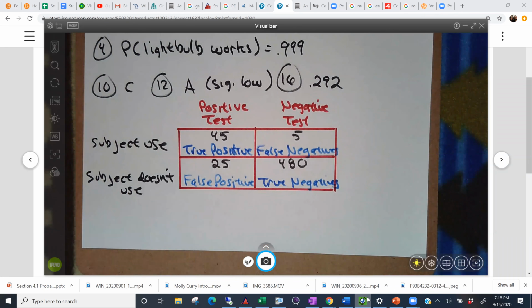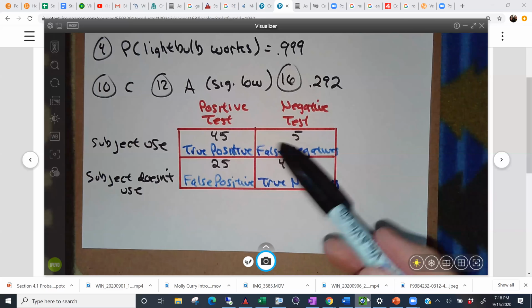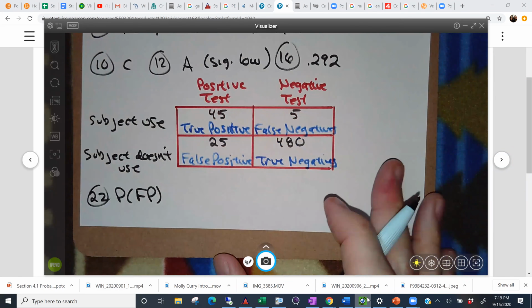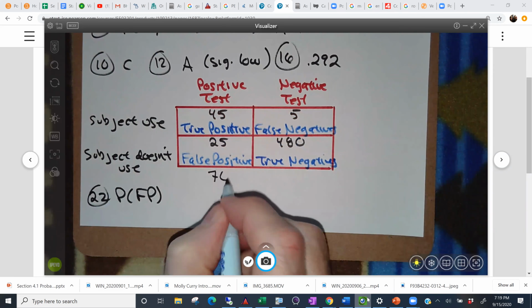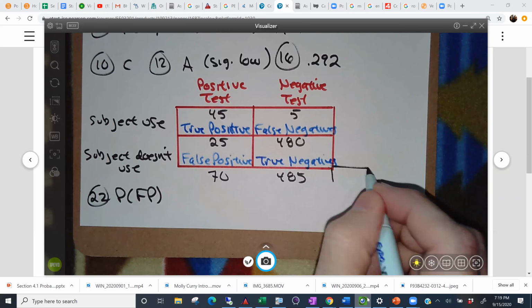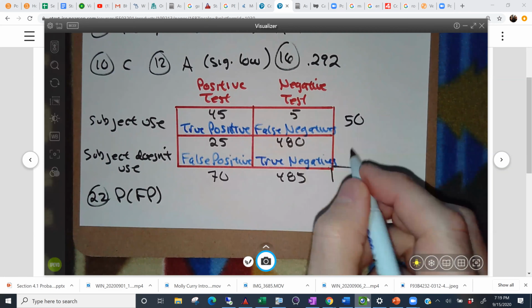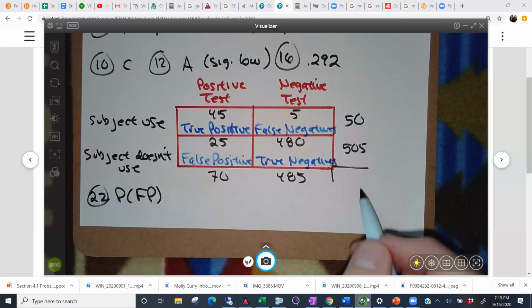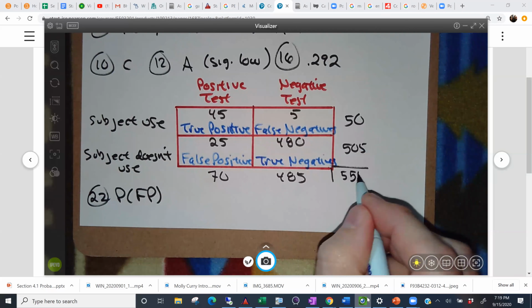Now, each one of these false ones presents a unique challenge. Let's start out with the probability of a false positive. To come up with the probability of a false positive, let me throw in some marginal totals: 70, 485, 50, 505. And notice that both of these totals, either way, total up to 555.